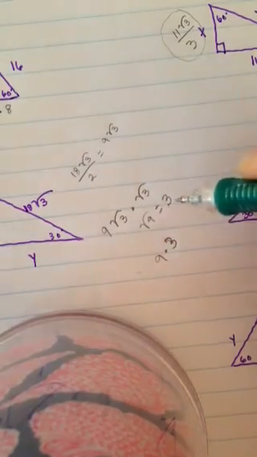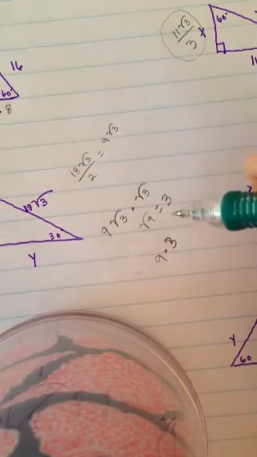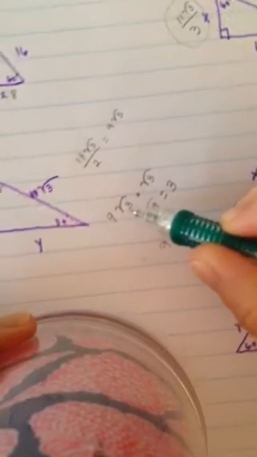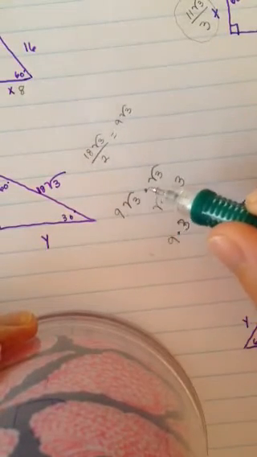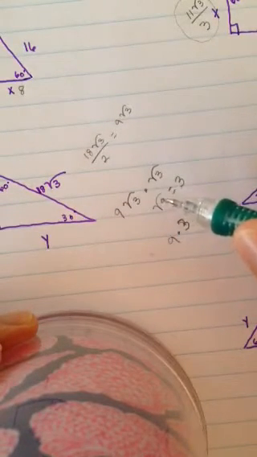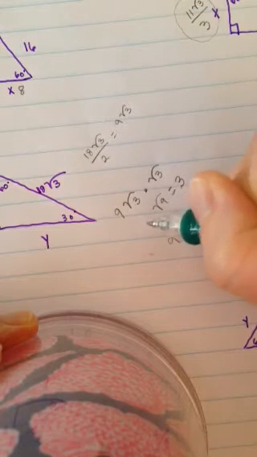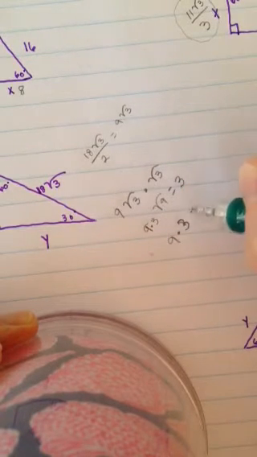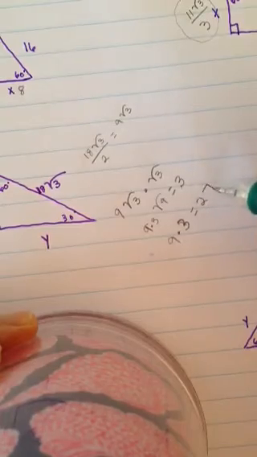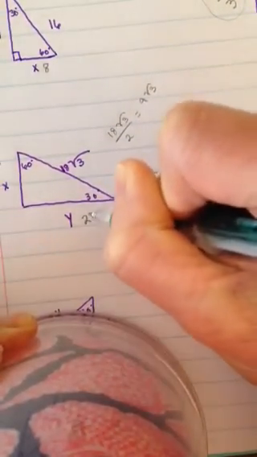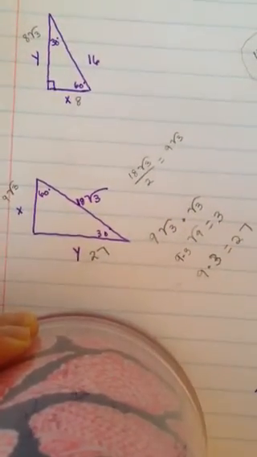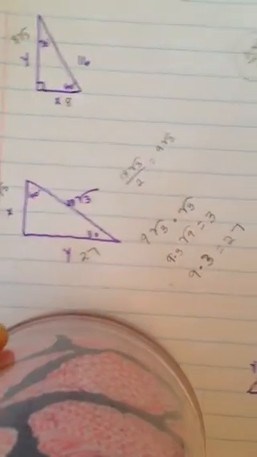If you notice, I'm using radical and square root interchangeably as my words. But we have 9 square root of 3 times the square root of 3, which is 9 times 3, which you see here, which equals 27. So the longer side of our triangle is 27. So you can go back and watch this one again if you need to understand, but let's move on to another one.